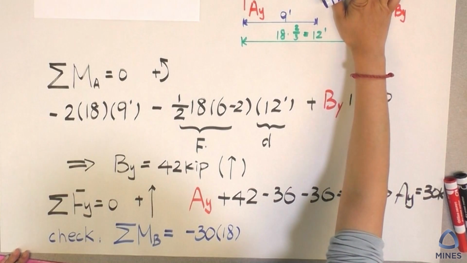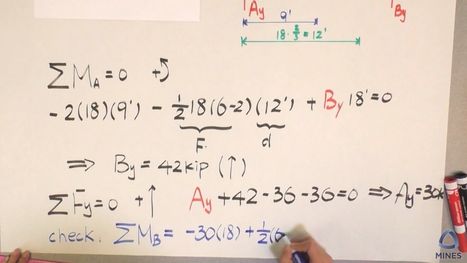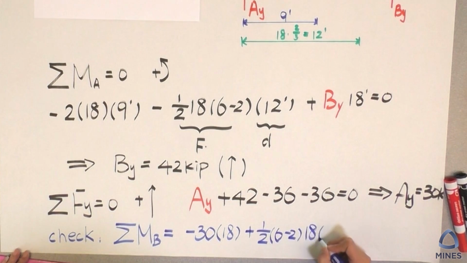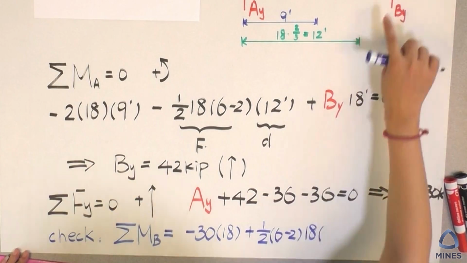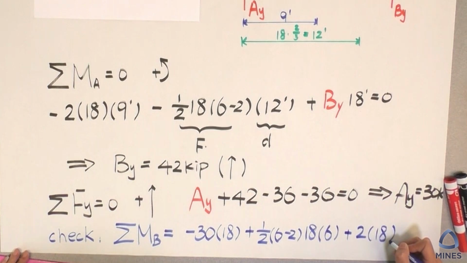And now the green, which is the triangle load, creates a moment around B that will be positive: 1/2 times 6 minus 2. The distance from this load to B will be 18 minus 12, 6 feet. And we do the same thing for the rectangle. So now it's time to punch your calculator. If your final answer equals 0, that means all the calculation is okay, and you can move on to the next step.